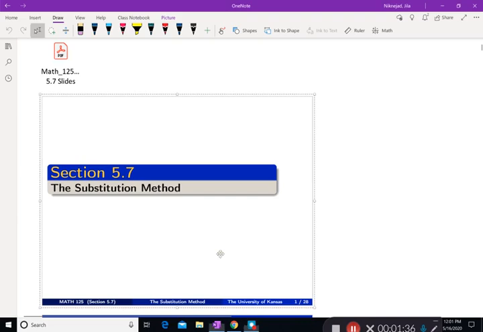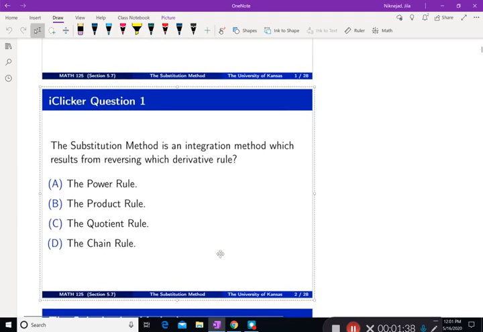So let's do the first iClicker. iClicker question 1: the substitution method is an integration method which results from reversing which derivative rule? A, power rule; B, the product rule; C, the quotient rule; D, the chain rule. You can stop it, but I think you remember that one. D is the answer.